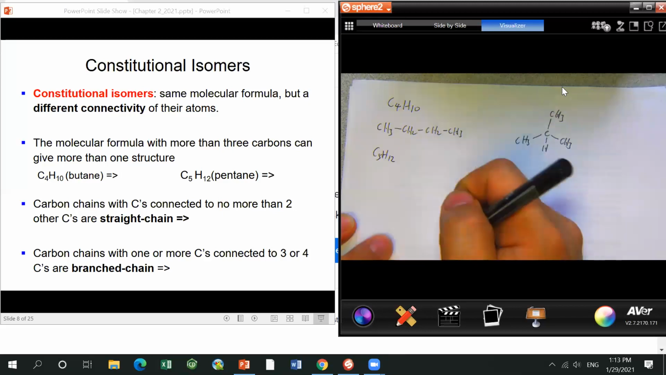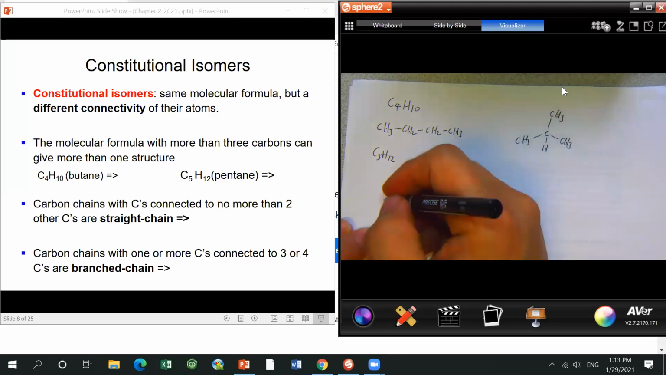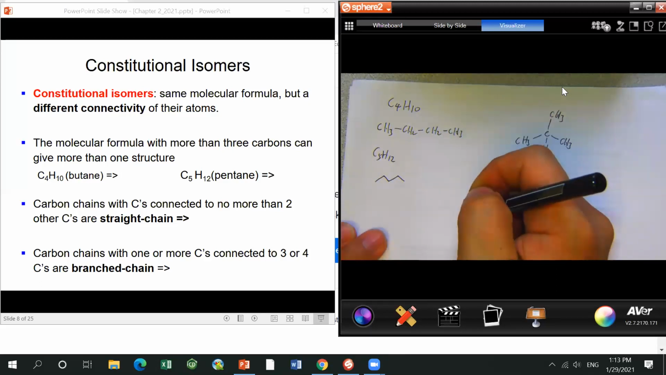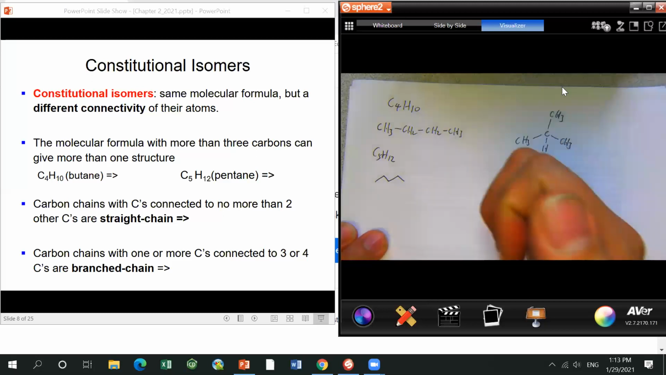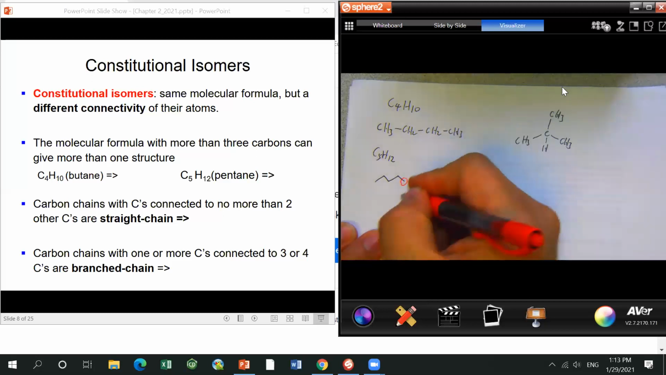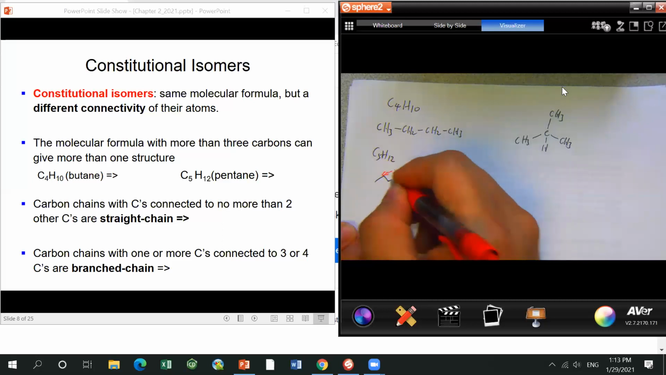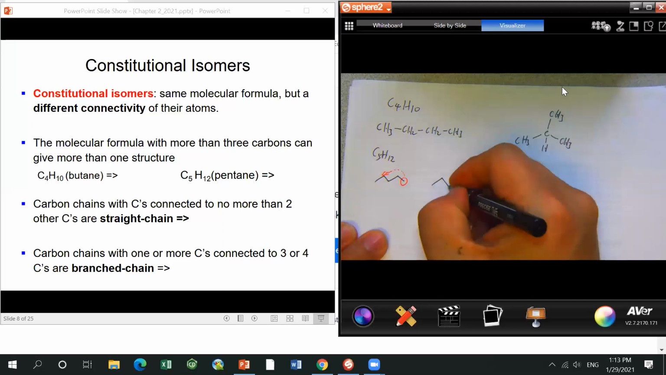C5H12. This time I'm going to draw just a line-angle structure, just to save some time. For C5H12, the first one is definitely the linear one, the straight chain. For the second one, we can take one carbon off and put it onto the second carbon. In this case, we generate a branched structure. So that's the carbon here.